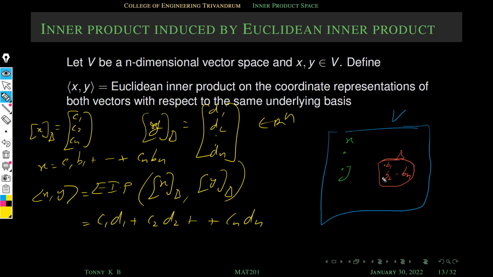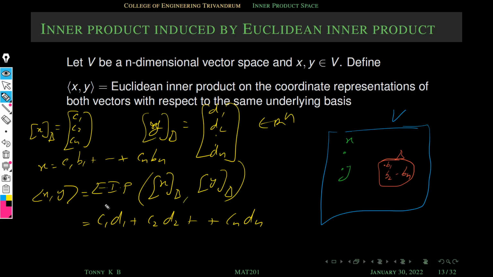a particular basis. Then you can find two column vectors corresponding to any given two vectors. Then you consider the Euclidean inner product between the column vectors. That is the definition of this new inner product. And this inner product is called the inner product induced by the Euclidean inner product.